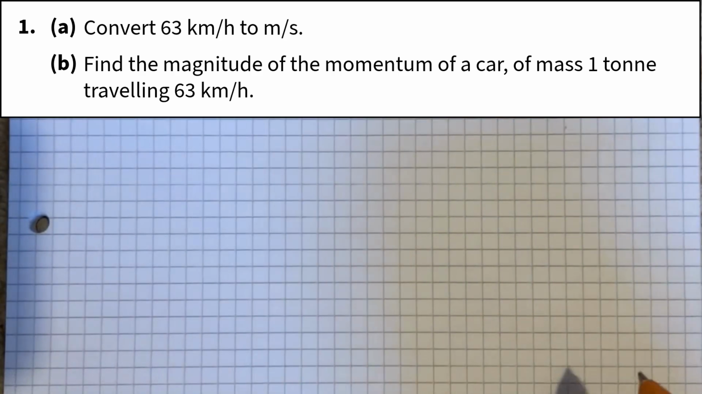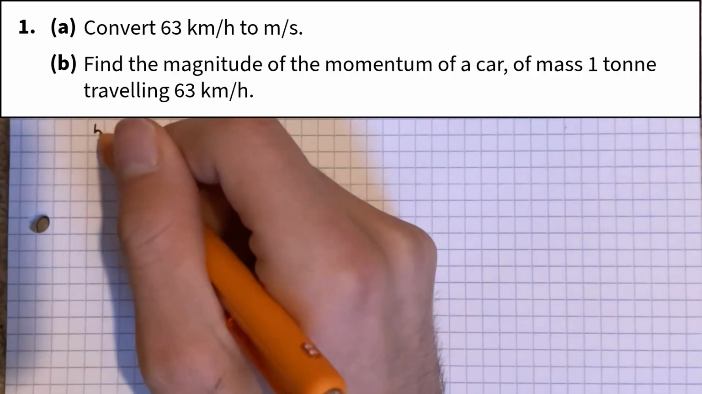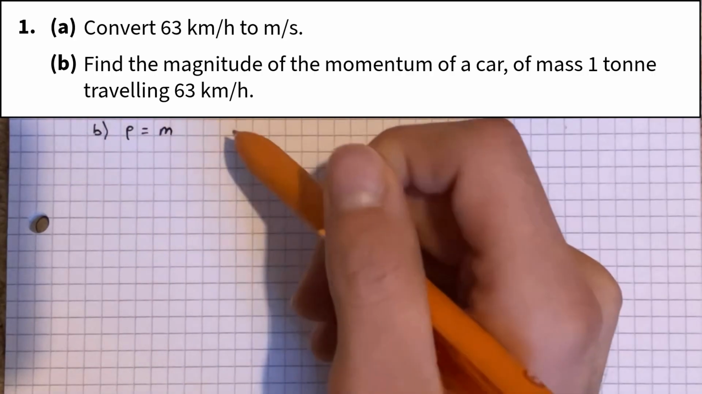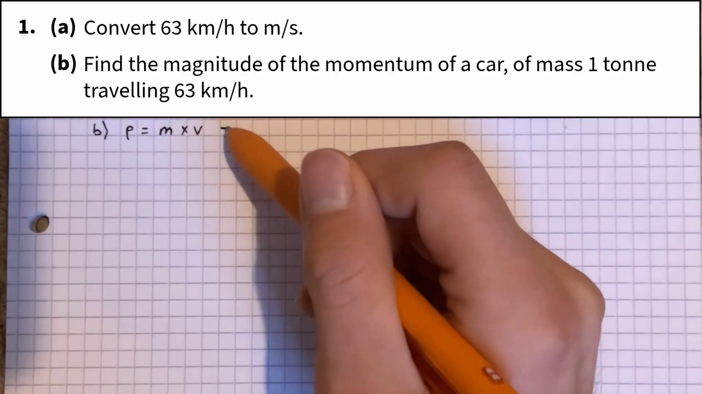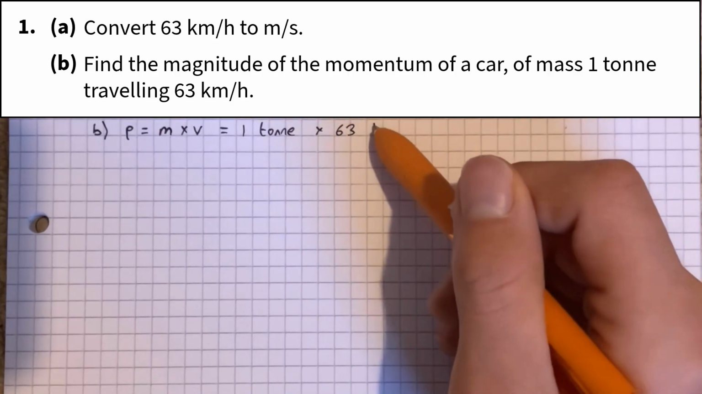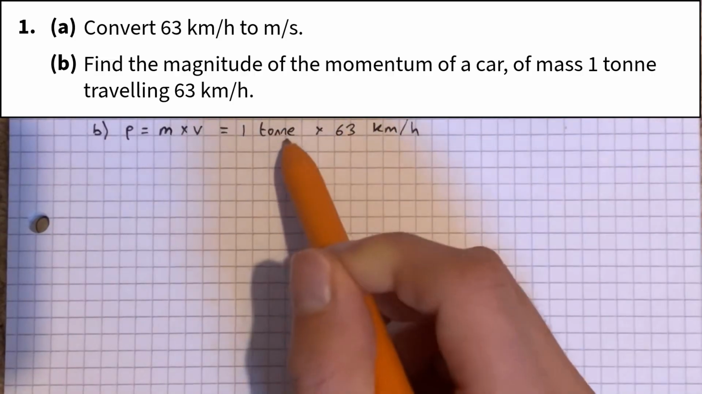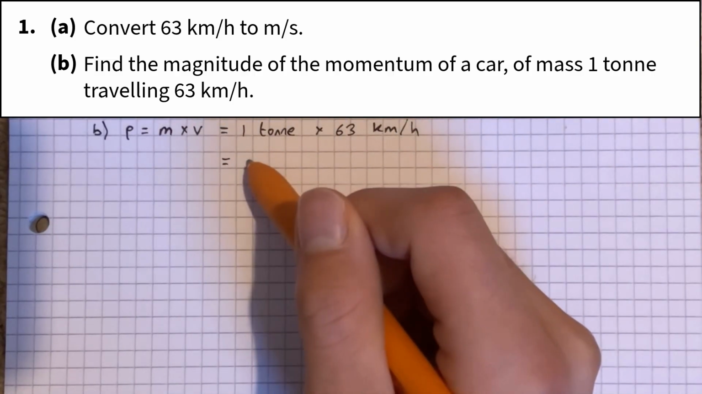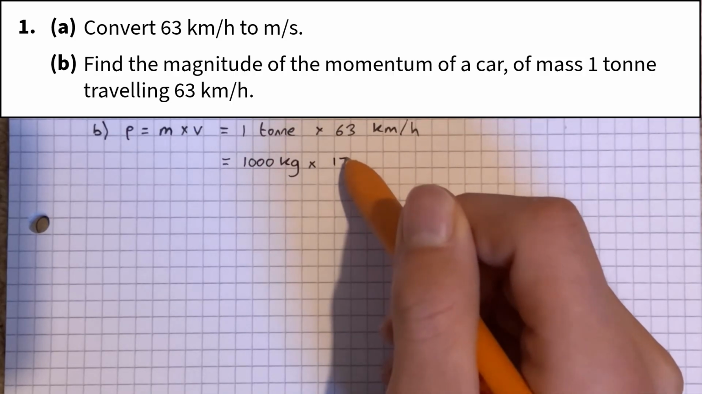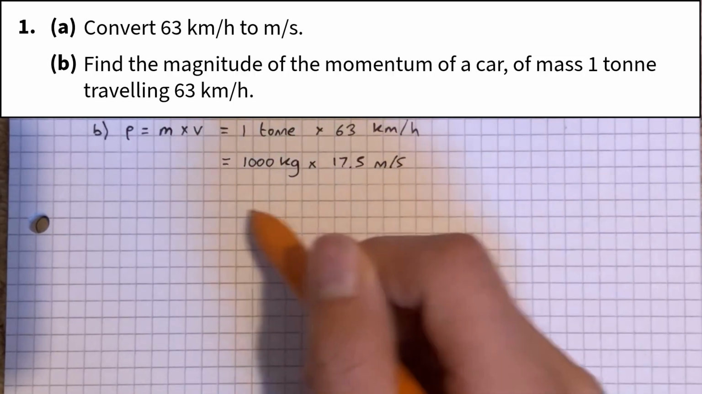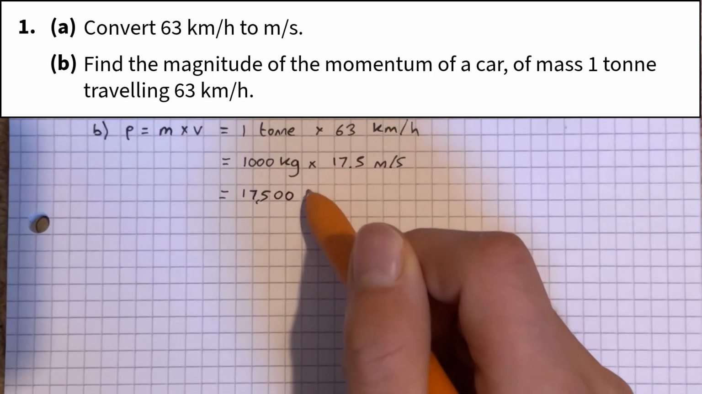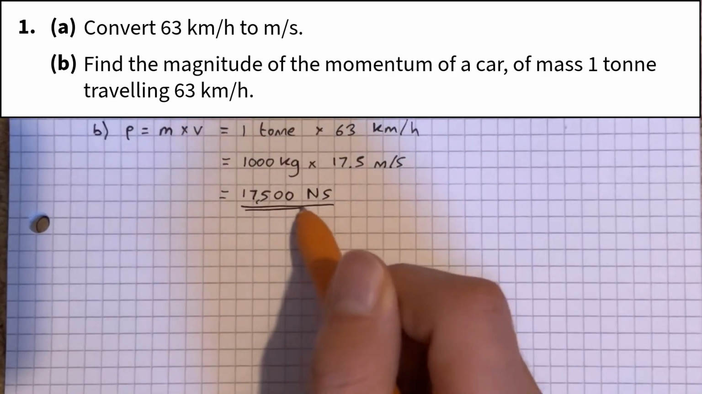That's part A done. For part B, we are given the mass and we are given the speed. So all we need to know is that the formula for momentum is mass times velocity, m times v. However, we have to be careful because the mass has to be in kilograms and the velocity has to be in meters per second, otherwise we're a bit stuck. Luckily for us, we've converted 63 kilometers already, so we've just got to change the ton into the mass, which is 1,000 kilograms, and we already know from above that 17.5 meters per second is the speed. Once we times these two together, we get 17,500 Newton seconds as our final answer.